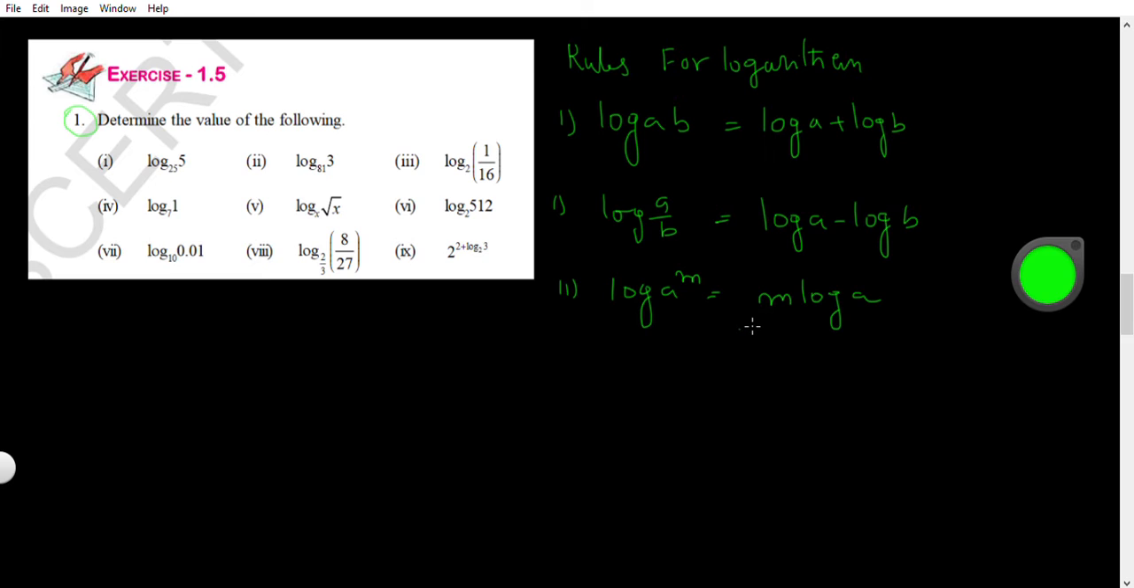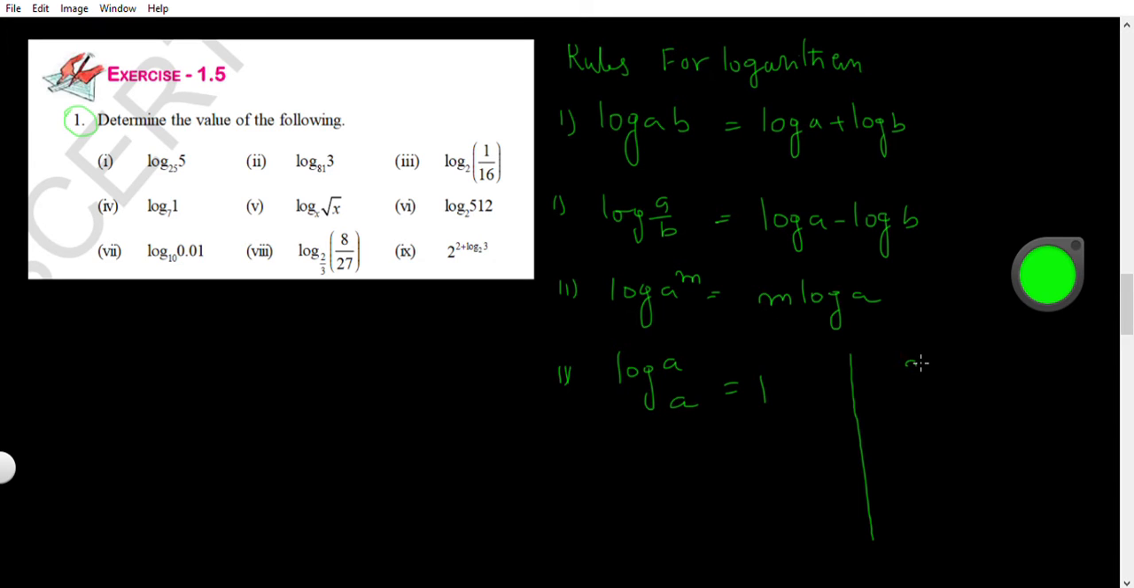Now we are going to see one more rule, the fourth one: logarithm of a to the base a. When the logarithm and base are equal, then we get 1. I will give an example to understand how logarithm of a to the base a is equal to 1.